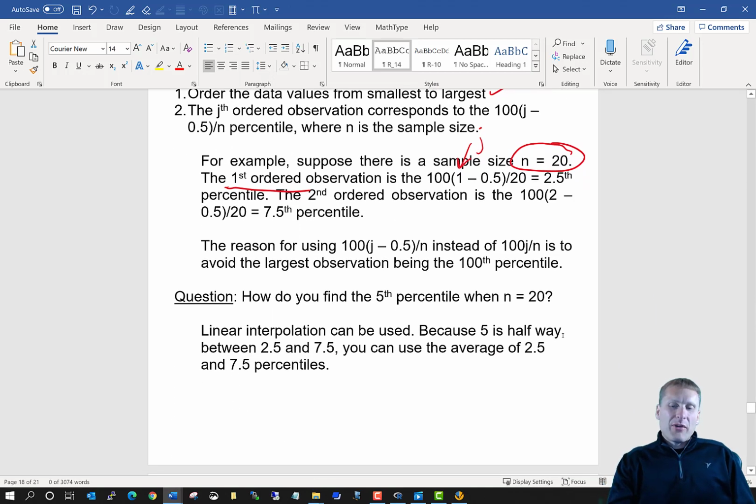Well, what about if you went to the fifth percentile instead, rather than the 2.5 or 7.5? Well, in a sample size of 20, there is not necessarily one answer for what that would be. And this is where a lot of different methods have evolved about how you find something in between. One simple way would be to use what's called linear interpolation. Don't worry, I'm not going to ask you to ever do that on a test. In this particular case, since 5 is halfway between 2.5 and 7.5, you could simply take the average of the values corresponding to the 2.5 and 7.5 percentiles, and there's your fifth.